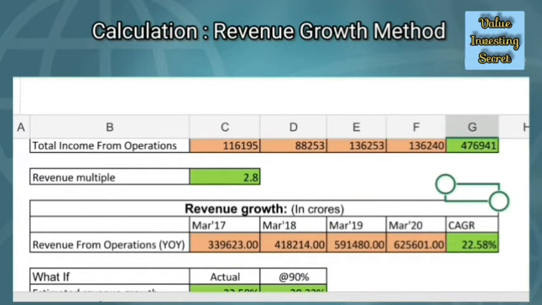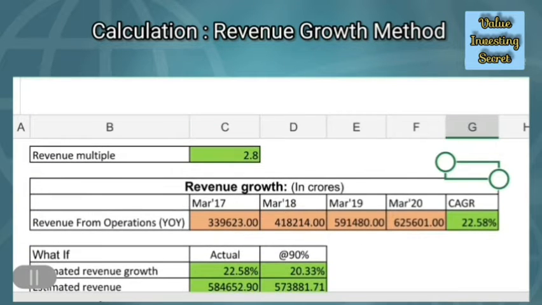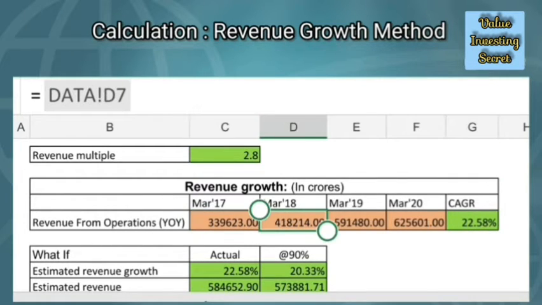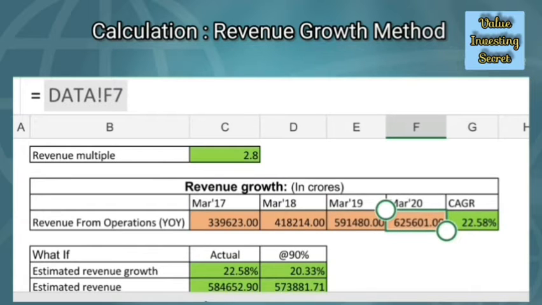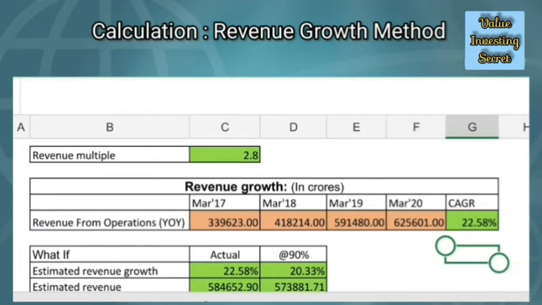After this, I calculated the revenue growth, that is CAGR. To calculate CAGR, we need 4 years data. This we can get in the annual report of any company, and this annual report can be downloaded from Google. You can just Google the annual report of any company in PDF format and download it. Total revenue from operations can be found in the annual report, that is in the consolidated balance sheet.